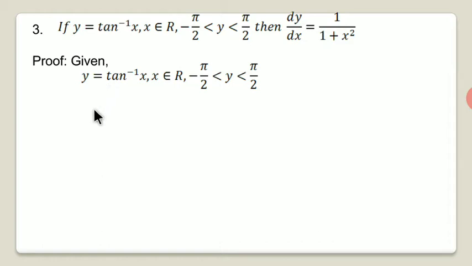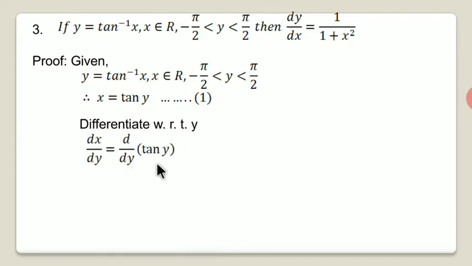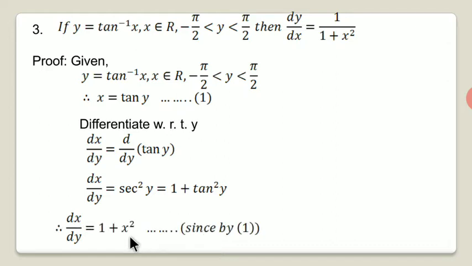Now from this we get x is equal to tan y. Call it relation 1. Now differentiate this with respect to y. We get dx upon dy is equal to d by dy of tan y. Now we know derivative of tan y is sec square y. So here we get dx upon dy is equal to sec square y. Now since tan y is x, we write this value of sec square y in terms of tan. It is 1 plus tan square y. Now substituting the value for tan y as x, we get dx upon dy is equal to 1 plus x square.